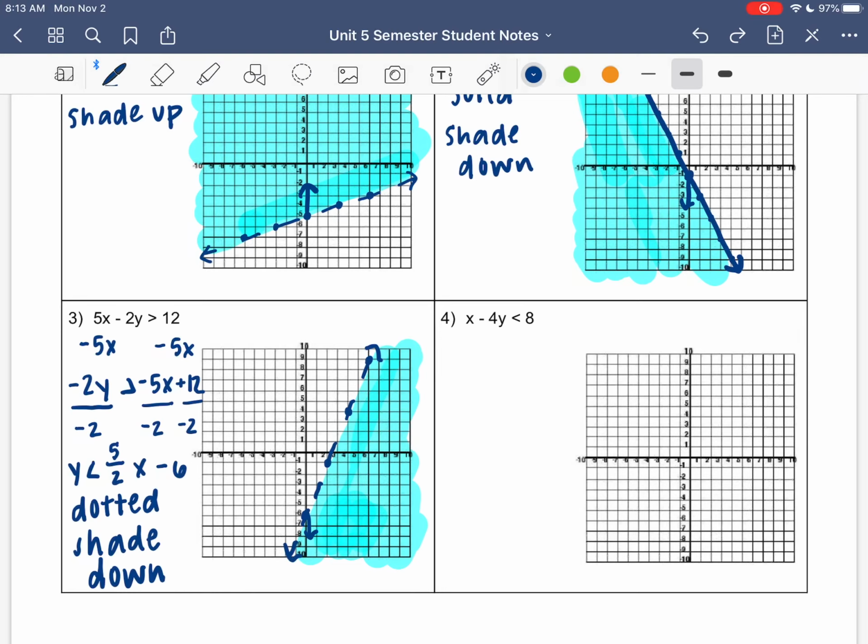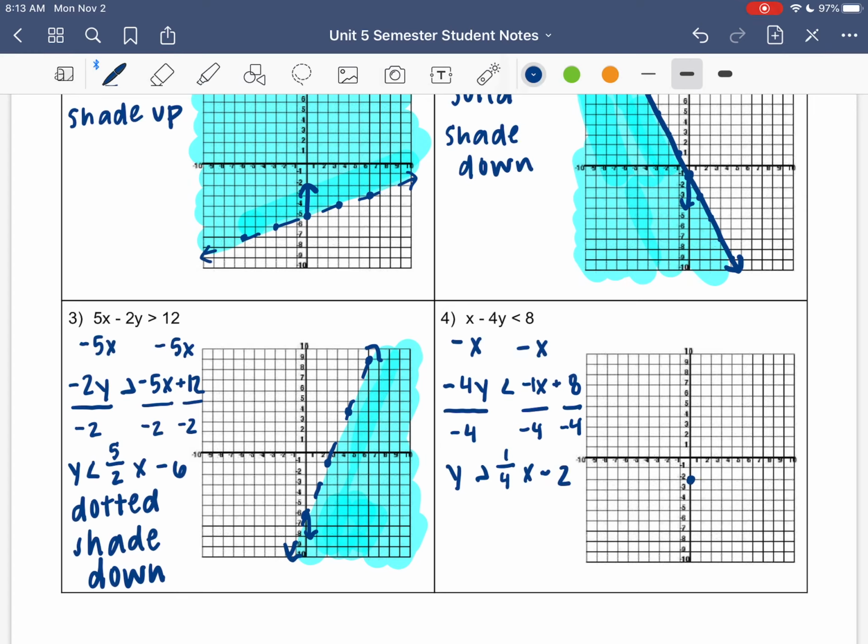Just like the last example, we need to move the x first. It's a positive x, so I'm going to subtract x on both sides, which gives me -4y is less than -x plus 8. Divide by -4. Everything gets divided by -4, which will give us y is greater than -x divided by -4. You can put a little 1 there if that helps you. -1 over -4. A negative divided by a negative will simplify to a positive, so I can call that 1/4 x. 8 divided by -4 is -2.